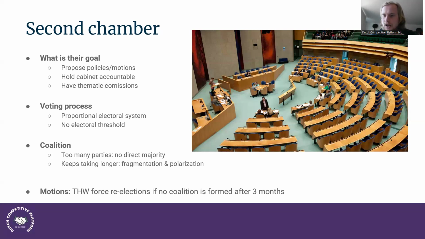So, for example, you have a policy which is that you want to ban religious schools. Then you have a committee that's specifically about education, who then discusses this. And after it's been discussed by this committee, which maybe gives advice and comments, it gets discussed in the second chamber and it gets voted on.